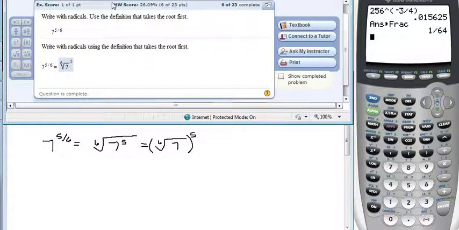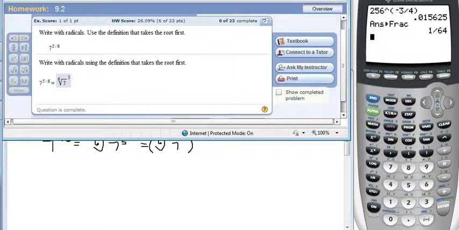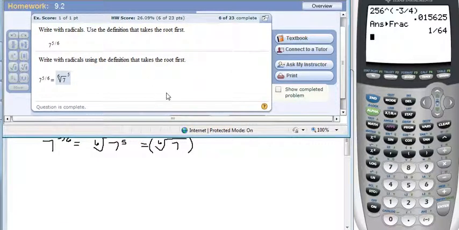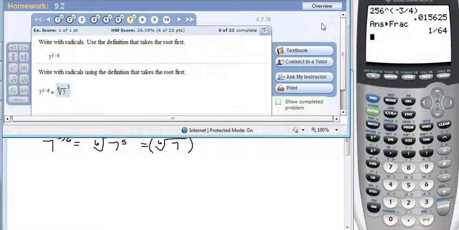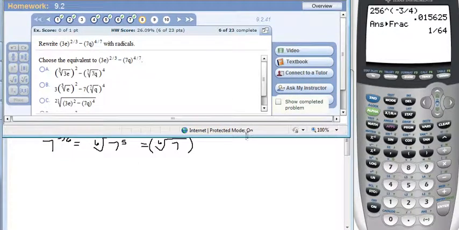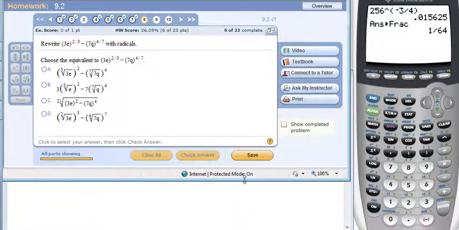All right? What happened to my... Oh. There it is. All right, so rewrite with radicals. Yikes.